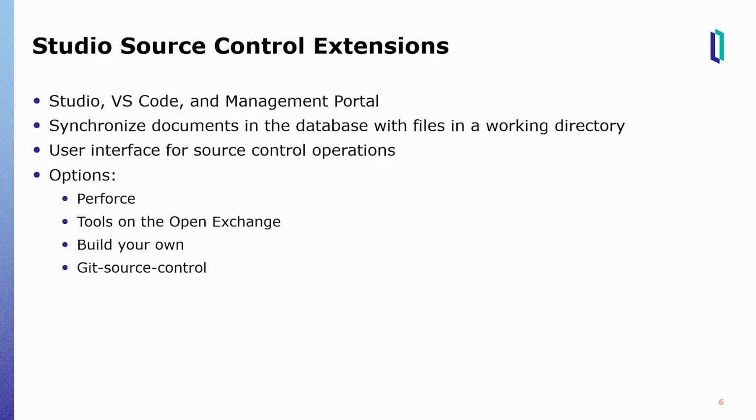So what is that something else? It's called a Studio Source Control extension. These are the conduit between Iris and the source control system of your choice. They play a couple of important roles. First, they map code or config items in the database to files on the file system inside of your source control repository. They hook into your editor, whether it's Studio, VS Code, or the system management portal, so that when you save a document, it'll automatically get exported to the right place in your Git or other repository.